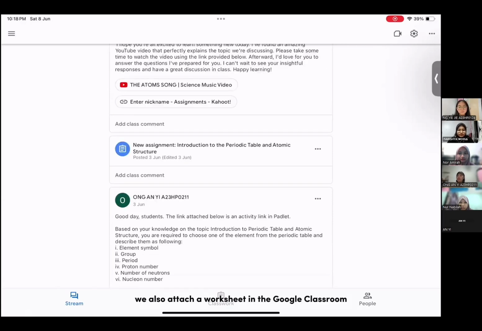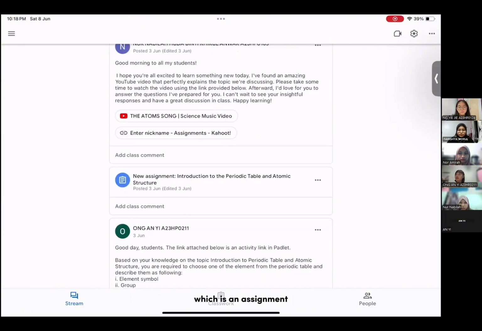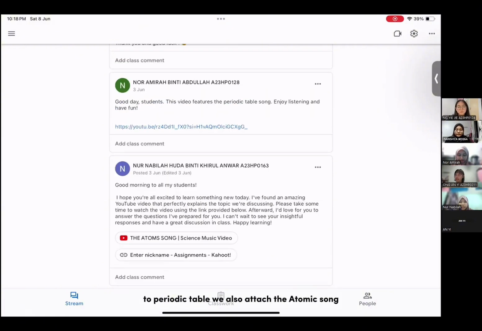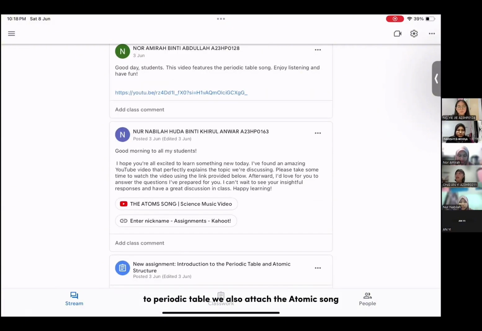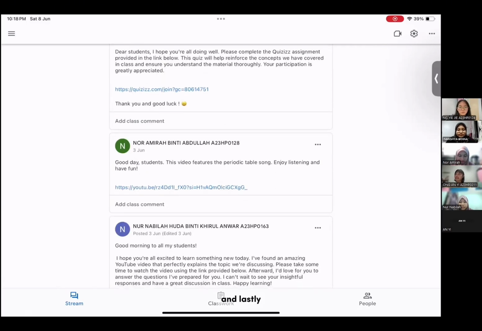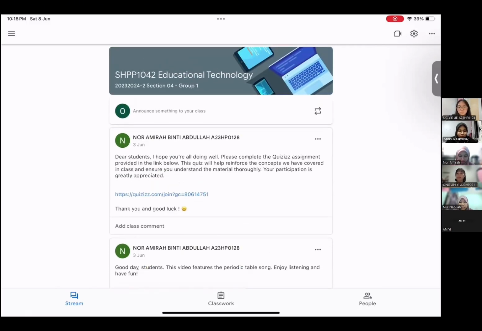Other than that, we also attached a worksheet in the Google Classroom, which is an assignment on the introduction to the periodic table and atomic structure. The students are required to answer the questions, and in the next class we will discuss the answers with them. Besides the video about the periodic table, we also attached the atomic song and the periodic table song for the students. And lastly, we have the quiz for the students to complete.